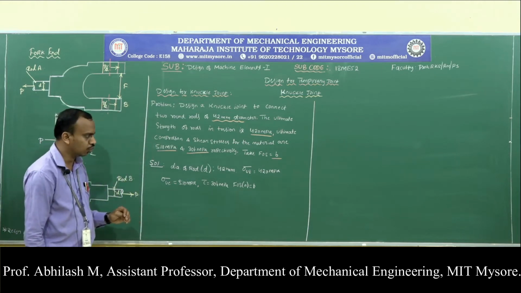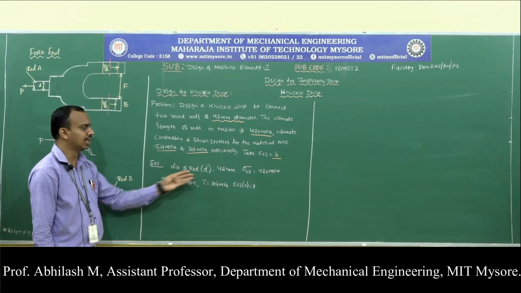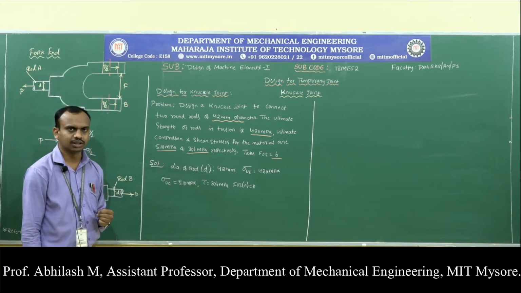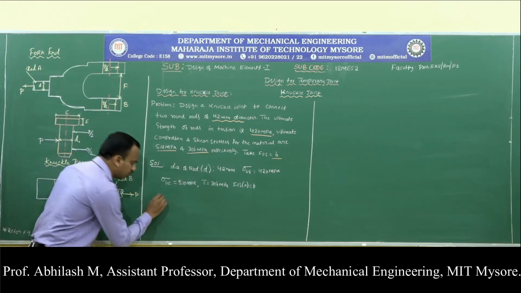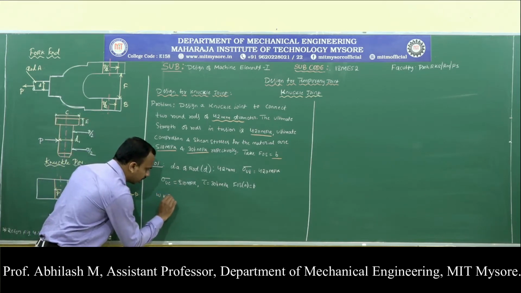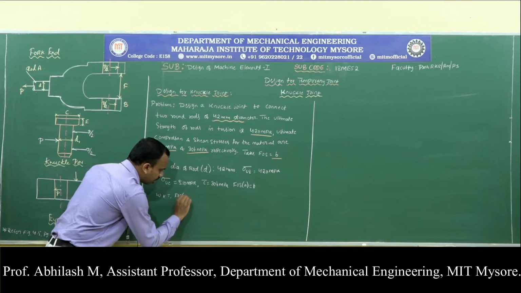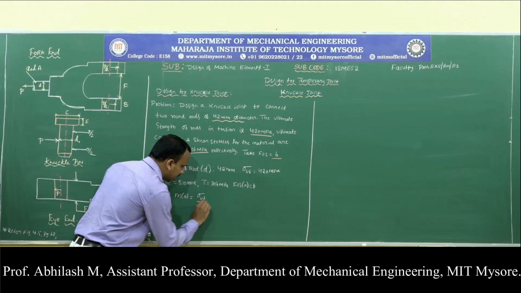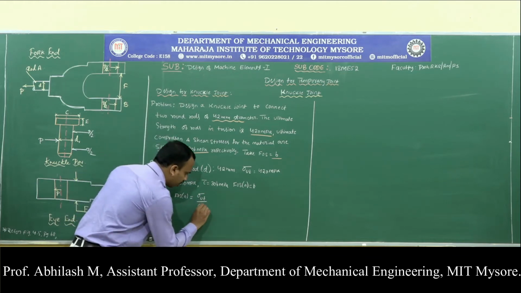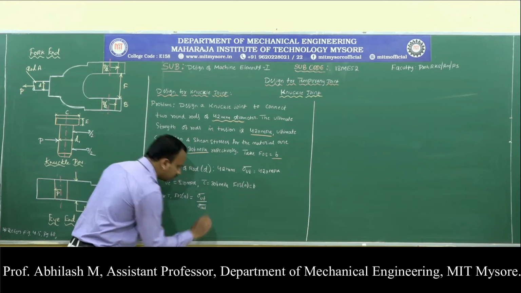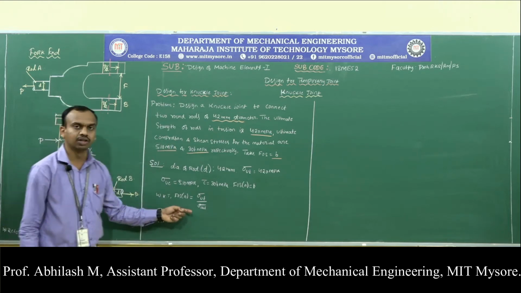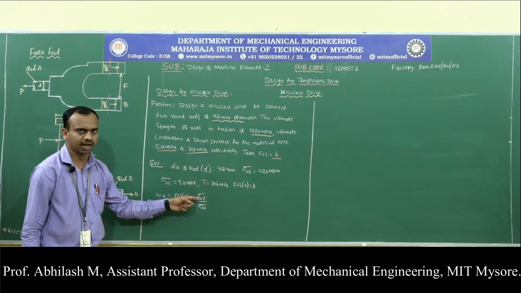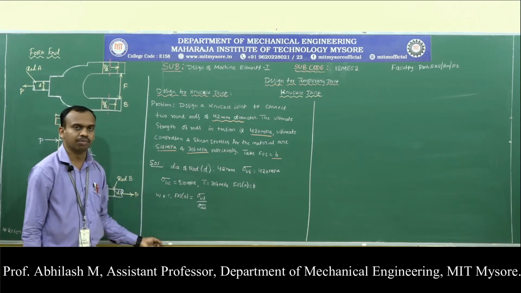So what are we supposed to do? We are supposed to calculate the allowable tensile stress, allowable compressive stress and the allowable shear stress. How do I do that? We know that the factor of safety N is equal to the ultimate stress divided by the allowable stress. From the fundamentals we have understood this concept, is it not?